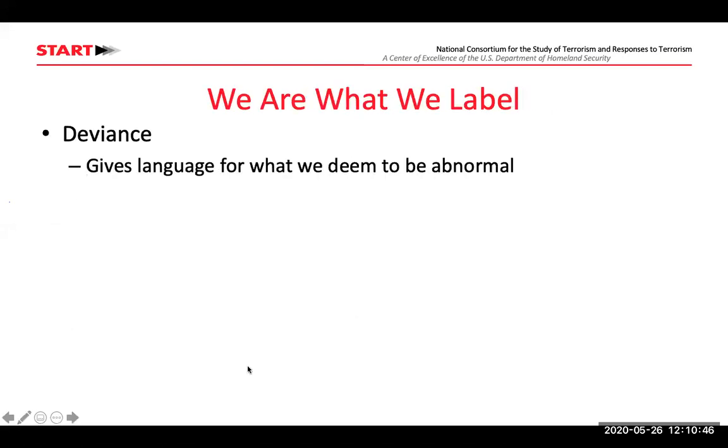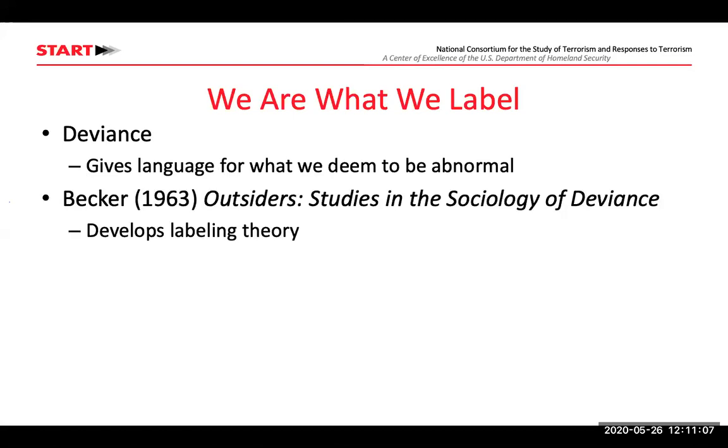So beyond just deviance and social control and all of that, deviance gives us the language to deem things as abnormal, something that we as a society say, that's not normal, that is over there, right? Now, Becker in 1963, he does this study of deviance, and he develops labeling theory.